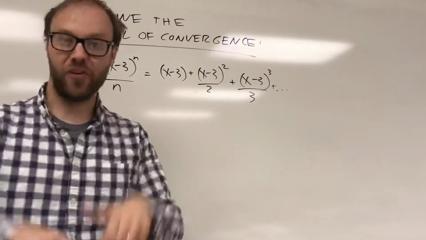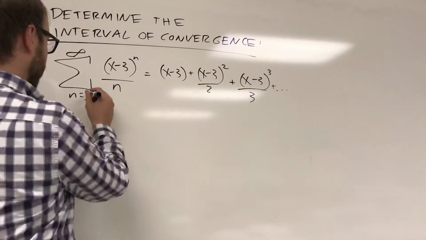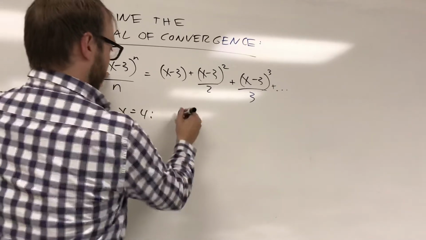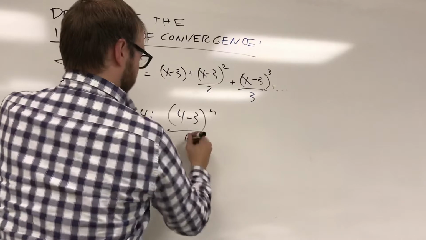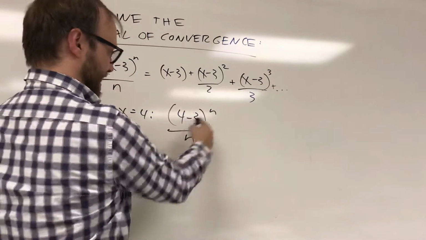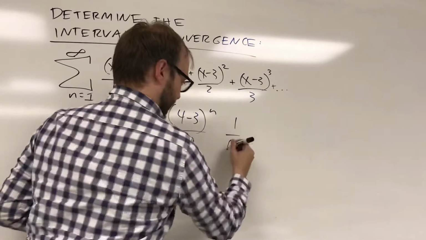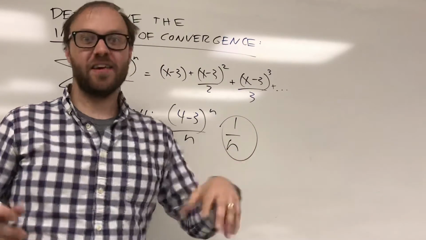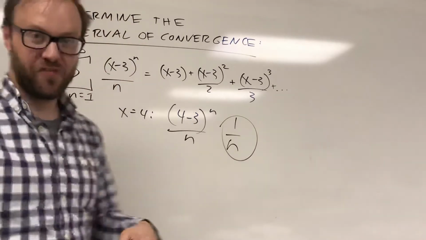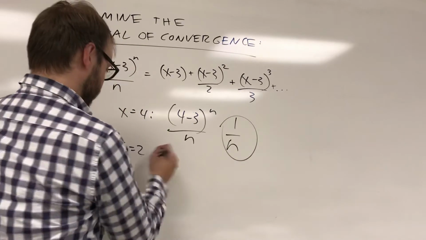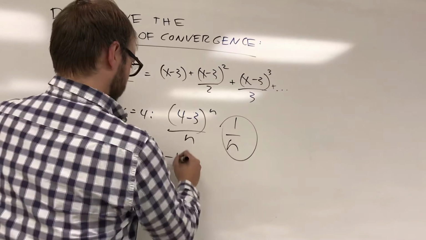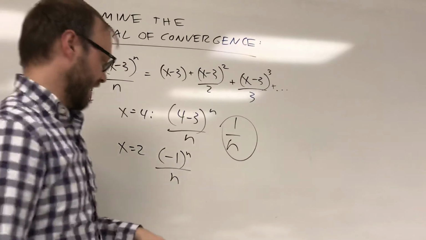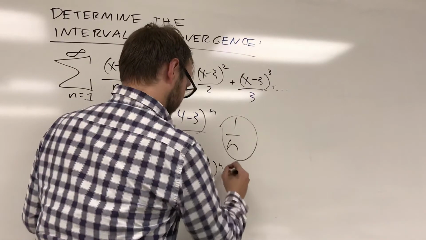So just to show you that alternate approach, if you put in a 4 here, you would get 4 minus 3 to the n over n. Well, that's going to simplify down to 1 to the n, which is always going to be 1, right? That's the harmonic series, or you could say it's a p series with p equal to 1, which diverges. So that tells you that x equals 4 would not work. For x equals 2, you would get 2 minus 3, so negative 1 to the n over n. And hopefully you would recognize that's the same thing as negative 1 to the n times 1 over n.